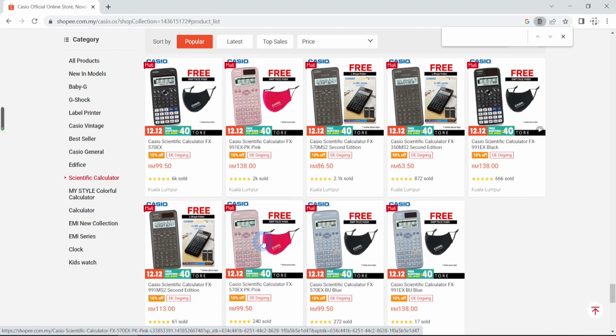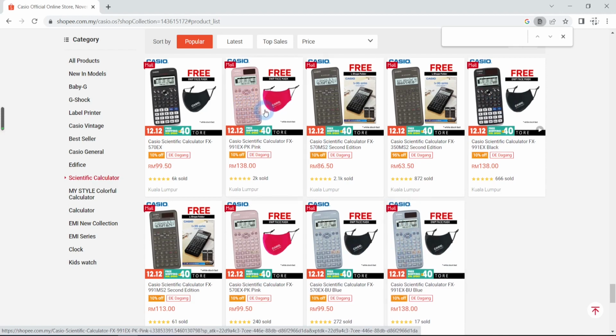You will notice that there's another model of calculator which looks very similar to the FX570EX, which is the FX991EX. These 2 calculators actually have the same functionality. What is different is that the FX991EX is a two-way power calculator, meaning that you can use solar energy or battery. There are 3 colors available also for this model: black, blue, and pink.